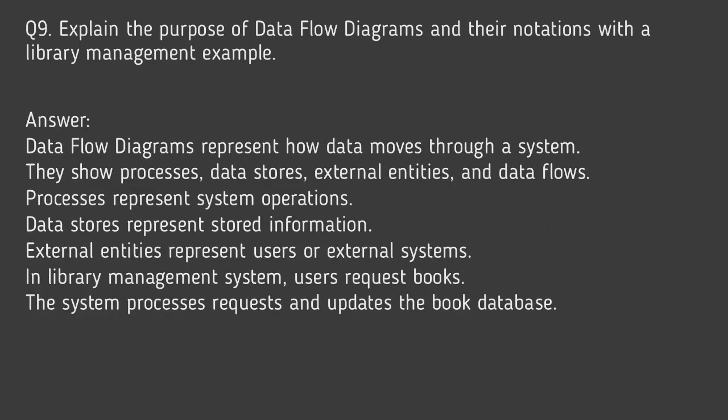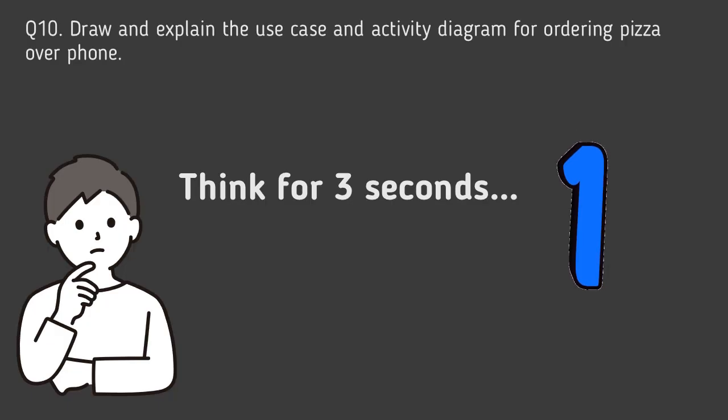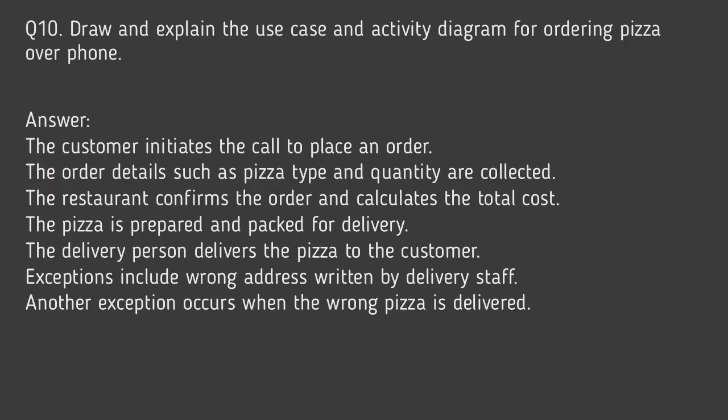Data flow diagrams illustrate how data moves between processes, data stores, and external entities in a system such as a library management system. A pizza ordering system involves customer order placement, order confirmation, preparation, delivery, and possible exceptions such as wrong address or incorrect order delivery.